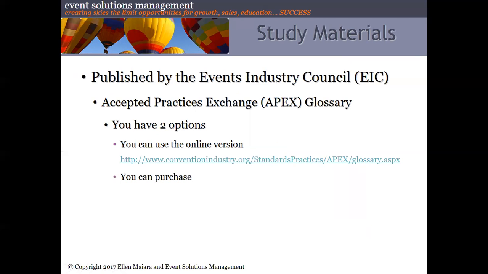The second item is the glossary. It's called the Accepted Practices Exchange Glossary. Most people call it the APEX glossary. You may hear that because Accepted Practices Exchange is a mouthful. So you do have 2 options here. There's an online version purchased as in print. Frankly, I like the online version. I don't know if there's a reason to have that in print.